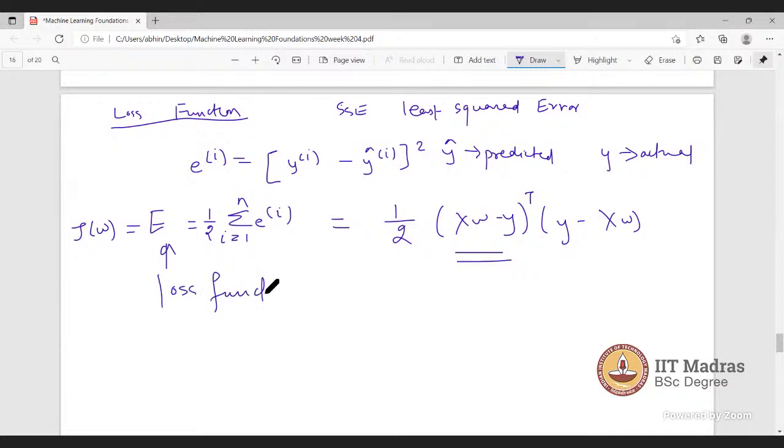I have one doubt here. Y hat is the predicted one, right? Although we are squaring, from the notation point of view, y hat should be first, right? Because XW is the prediction. Yeah, okay. So you can write it as predicted.